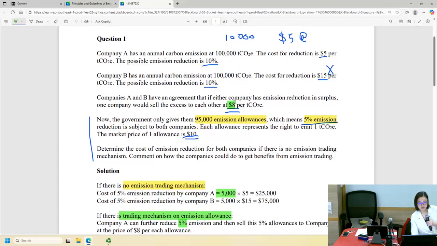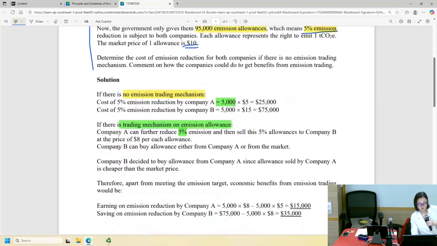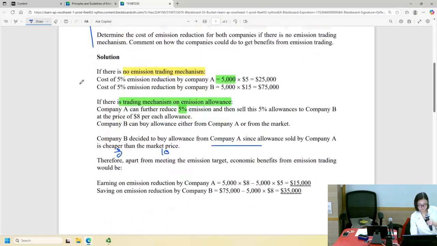And because $8 is cheaper than $10, for company B, they will buy from company A, right? So company B can buy the allowance either from company A or from the market. And company B decides to buy the allowance from company A since the allowance sold by company A is cheaper than the market price. So $8 is cheaper than the market price of $10, right? So they will buy from company A instead.